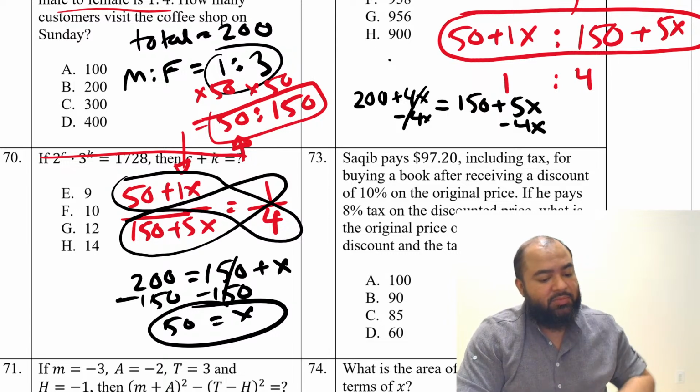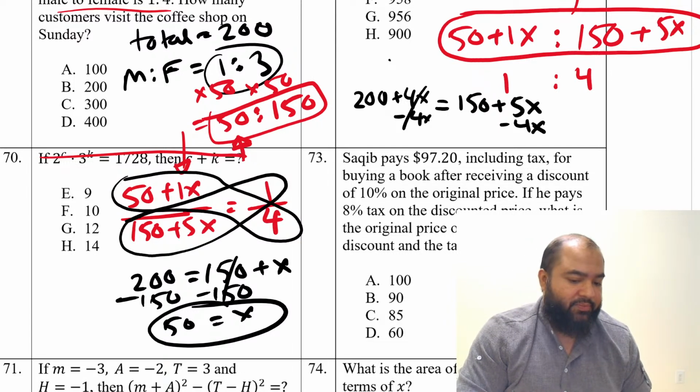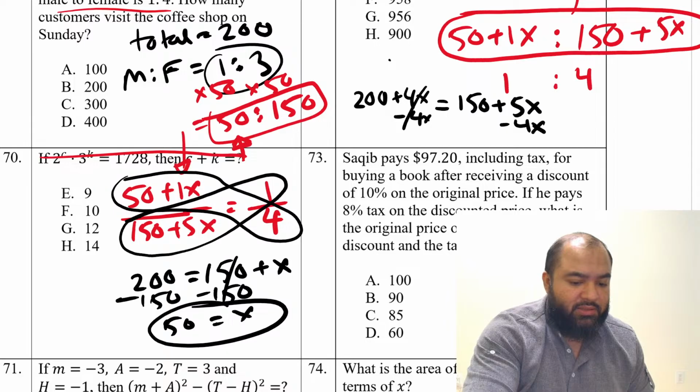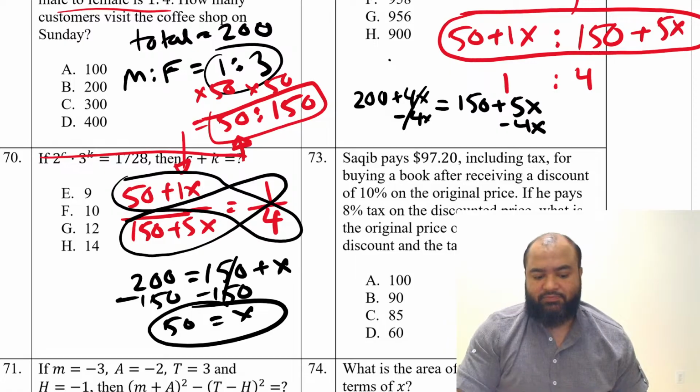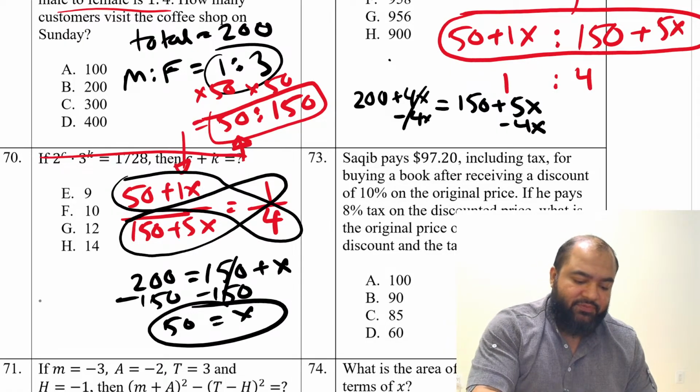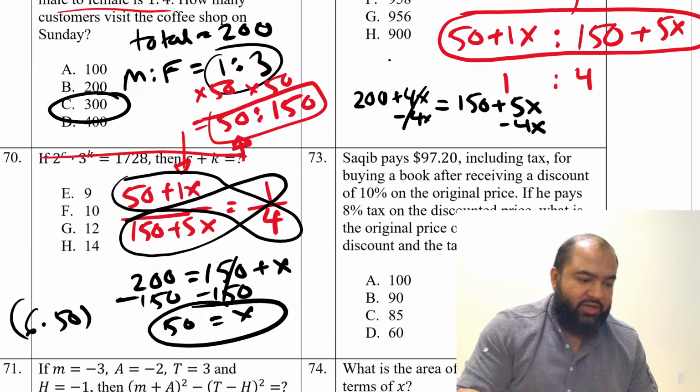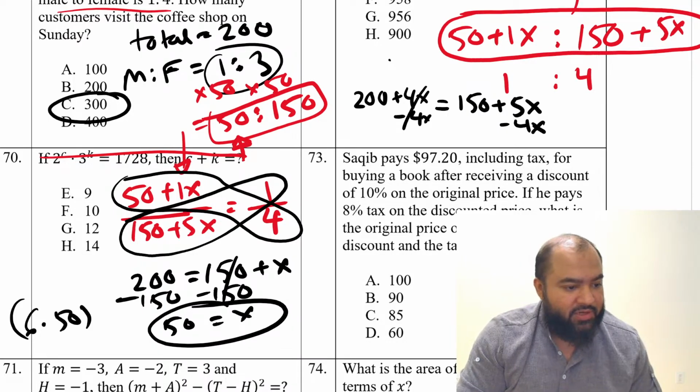How many customers visit the coffee shop? So total 5x and 1x. Remember, these are the customers. So 5x plus 1x is 6x. And we know x means 50, so 6 times 50 is 300. You're right, somebody said 300 before.